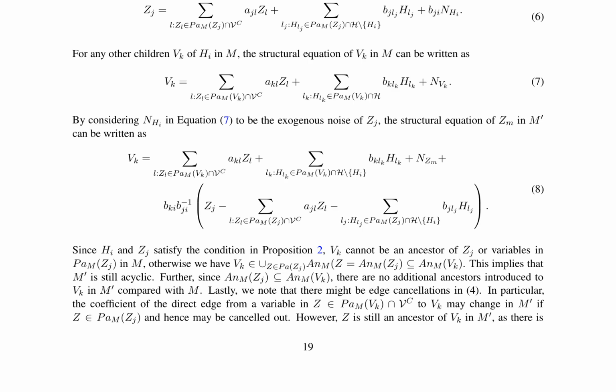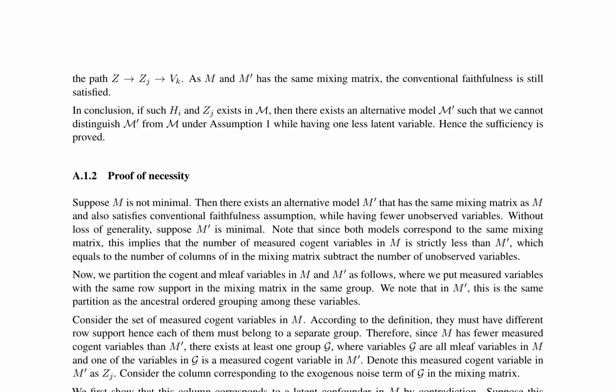The column corresponding to the exogenous noise term of G in the mixing matrix is shown to correspond to a latent confounder in M, denoted as H. The condition in Proposition 2 is then shown to be satisfied on M. The proof also involves enumerating all models in the ancestral ordered group, AOG, and directed ordered group, DOG, equivalence classes by different choices of centers.